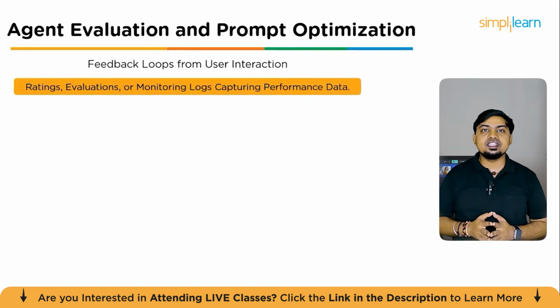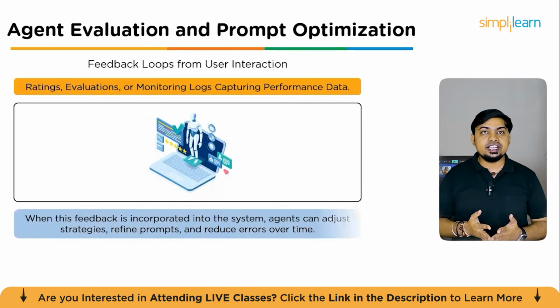Agents can also improve when they receive feedback, and feedback can come from many sources. Users might correct outputs, systems may record whether tasks succeed or fail, there could be ratings, evaluations, or monitoring logs capturing performance data. When this feedback is incorporated into the system, agents can adjust strategies, refine prompts, and reduce errors over time. This creates adaptive systems that continuously improve instead of remaining static.